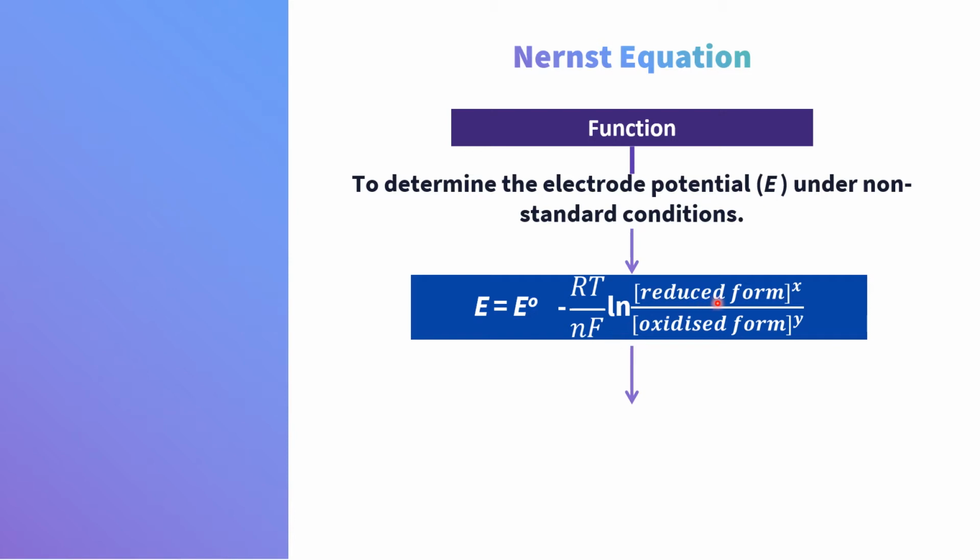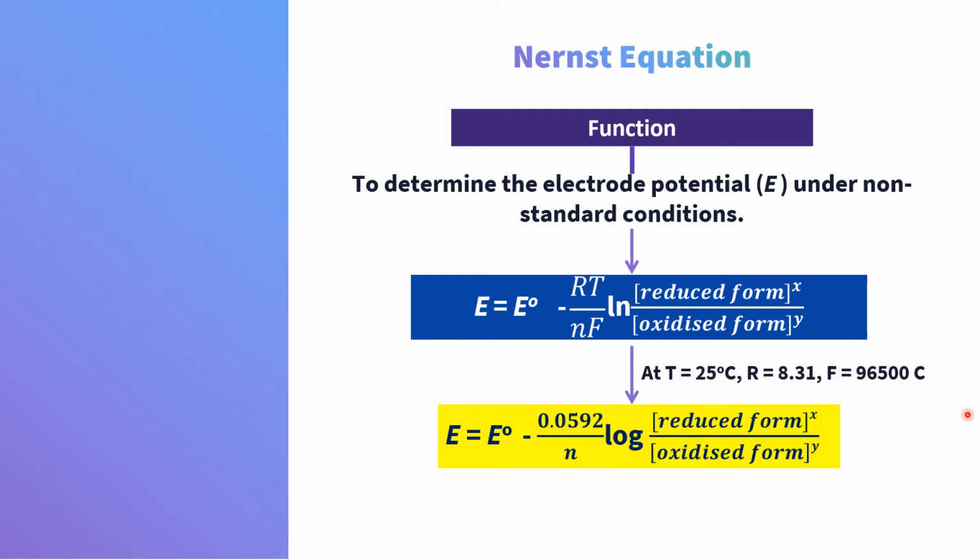So this is the concentration of products, the reduced form, divided by the concentration of reactants, the oxidized form. x is the number of moles of the products, and y is the number of moles of reactants in the equation. If you substitute the values of temperature, gas constant and Faraday constant into the formula, you will get this one: E equal to E0 minus 0.0592 divided by n times log concentration of reduced form divided by concentration of oxidized form.